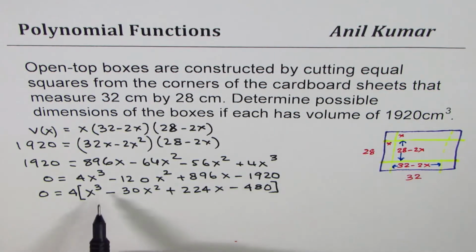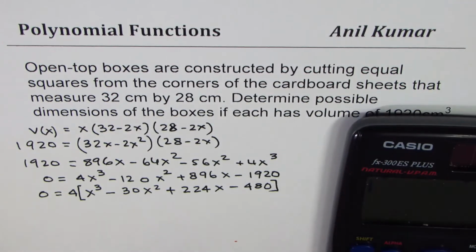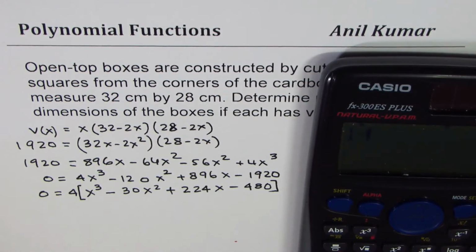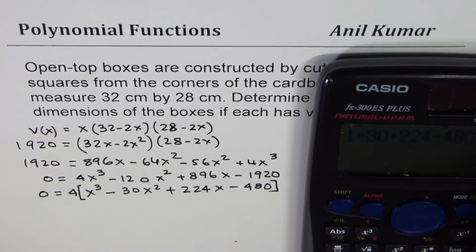So let's try them out. These are positive values. If I substitute 1, what do I get? I get 1 minus 30 plus 224 minus 480. Is it okay? And that is minus 285, so 1 is not a factor.